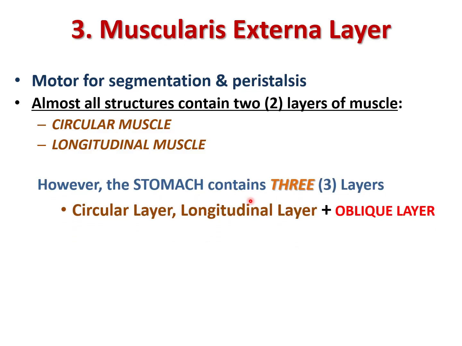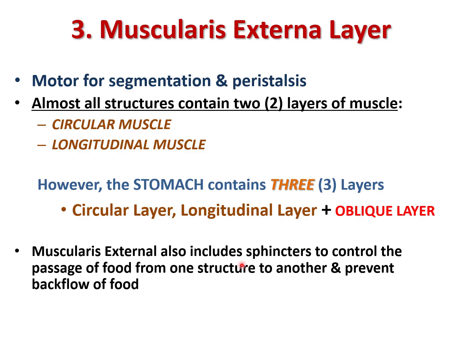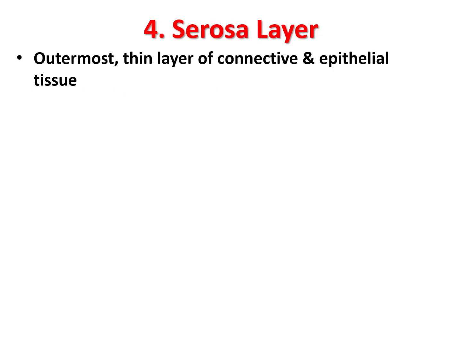The stomach contains three layers because you have an additional third layer that's oblique, going in an angular direction. This also includes the sphincters as well. So the sphincters that link, say, the esophagus to the stomach, or the stomach, the pyloric valve, or the small intestine, large intestine, or to the rectum and anus.